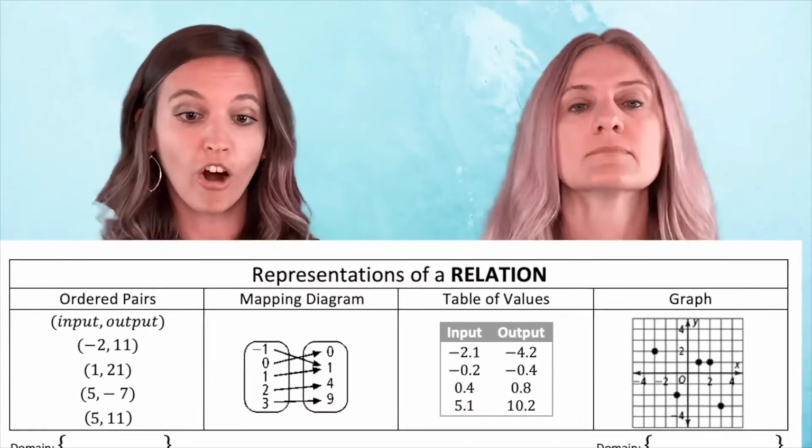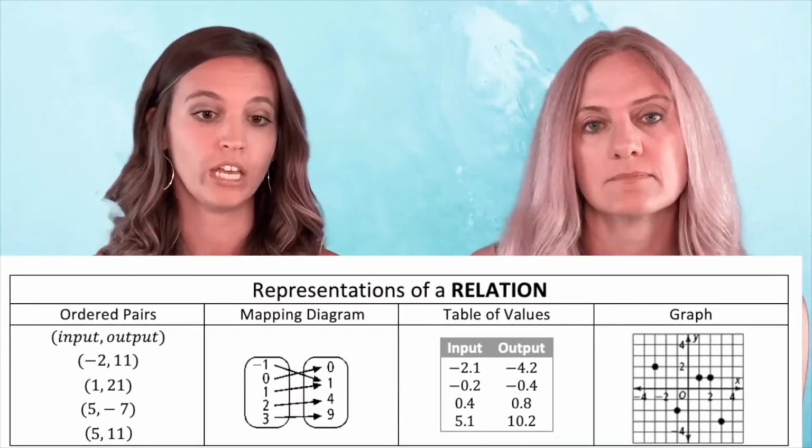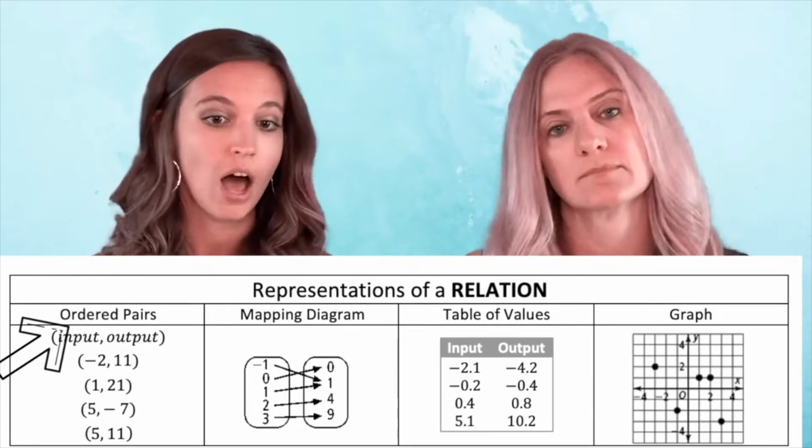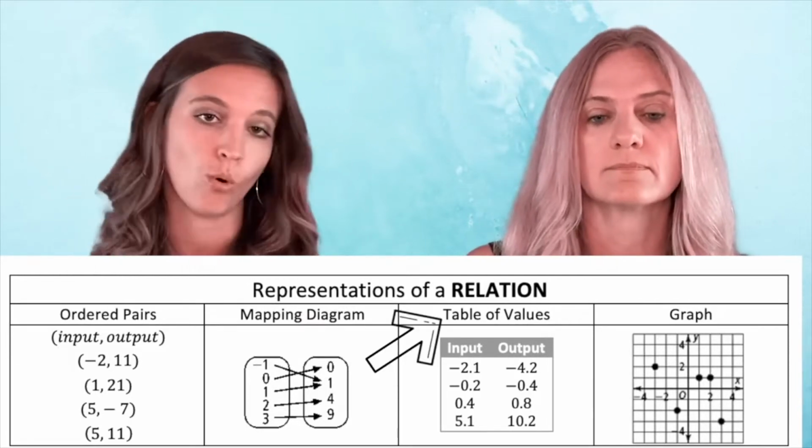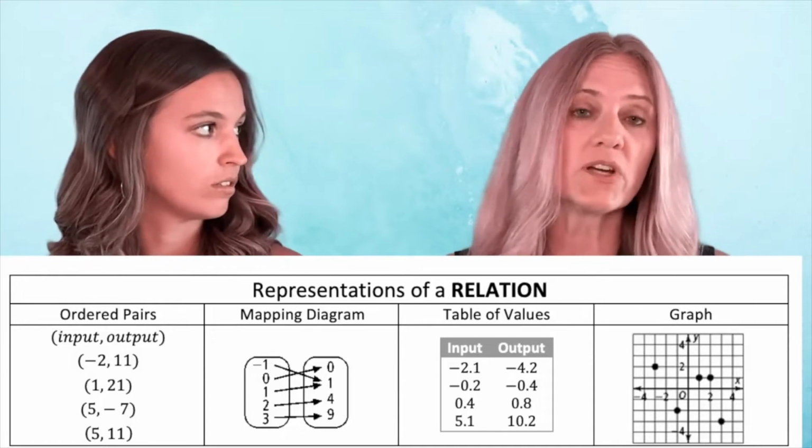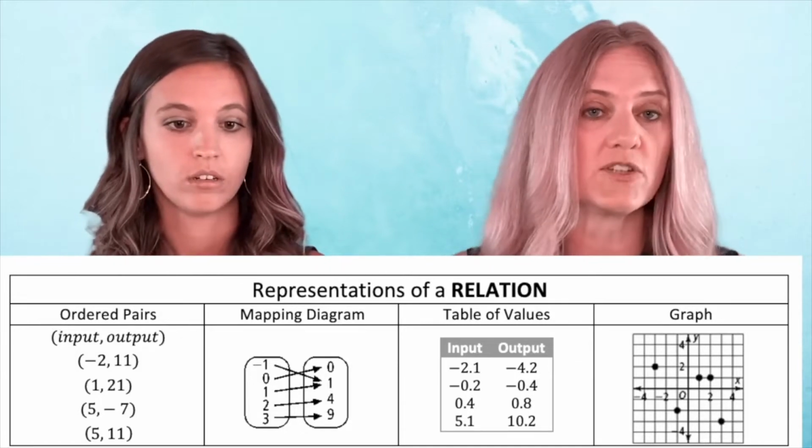Moving on, we have different ways we can represent a relation. Here are 4 good examples of how you can represent a relation: a set of ordered pairs, a mapping diagram, a table of values, or a graph. Within those, we're going to look at 2 in particular and talk about the domain and range.